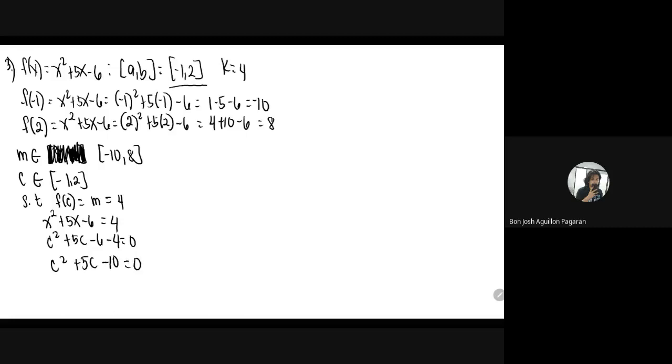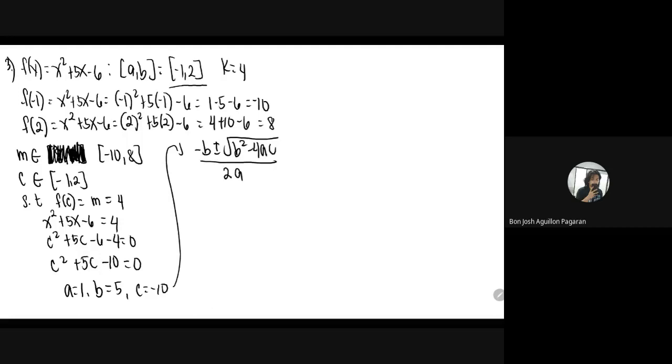Again, it's not factorable. We'll be using the quadratic equation. Our a there is 1, our b is positive 5, and our c is negative 10. So, solving, we have negative b, that's the formula of the quadratic equation, plus or minus the square root of b squared minus 4ac, all over 2a. So negative b, that's negative 5, plus or minus, our b is 5 squared minus 4, our a is 1, and our c is negative 10, all over 2 times 1.